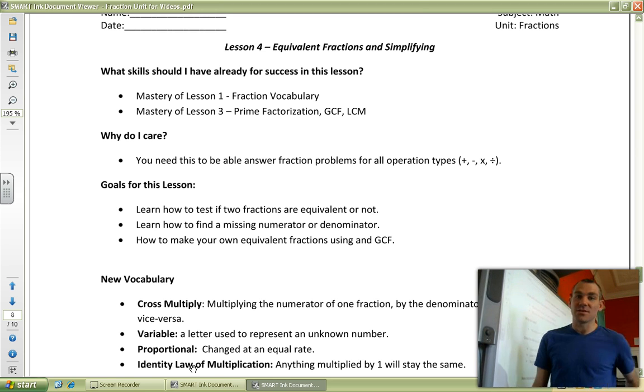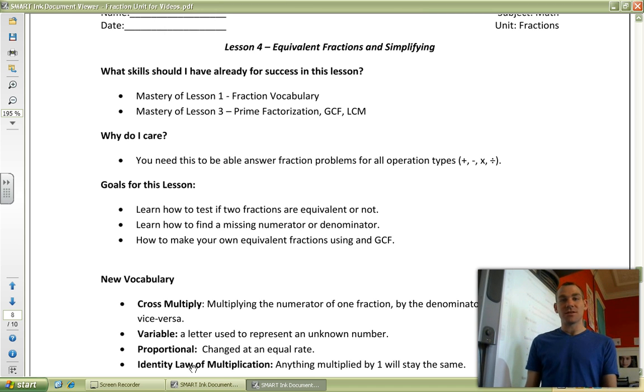Some of the skills you're going to need to have success in this lesson is continue with that fraction vocabulary. Make sure you know what all the words I'm saying mean. If you don't, go back and look at the video for lesson 1 and lesson 3, which was about prime factorization, finding least common multiples and greatest common factors. I'm going to assume you know how to do that, so I'm not going to show you how to do it. I'm just going to give you the greatest common factor and least common multiple. If you're still having trouble with that, please go back and look at the lesson for finding least common multiple and greatest common factor.